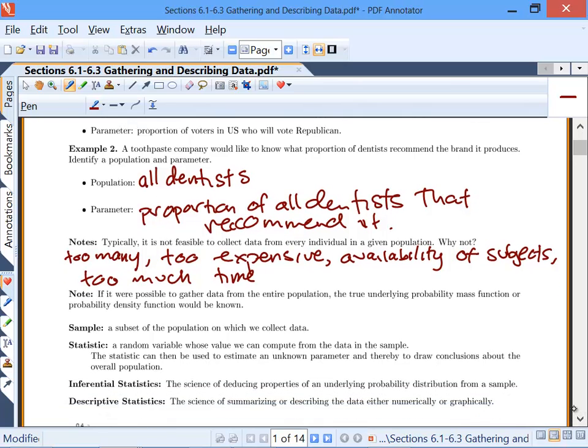So instead of taking data on the entire population, we take a sample, which is a subset of the population on which we collect data. Our statistic is a random variable whose value we compute from the data in the sample. The statistic is used to estimate our unknown parameter. Once we estimate our unknown parameter, we can draw conclusions about our overall population. This is what we call inferential statistics. The whole point is to deduce properties about the population using the information in our sample.